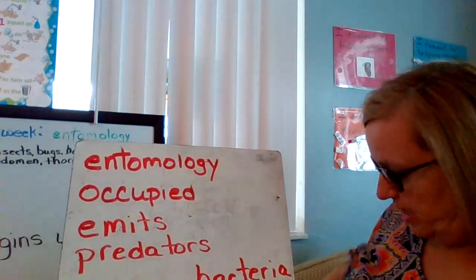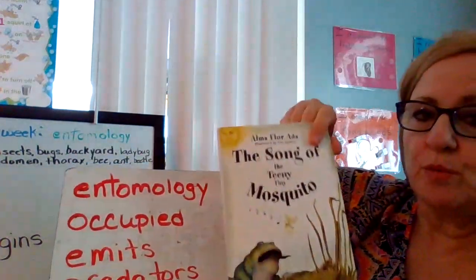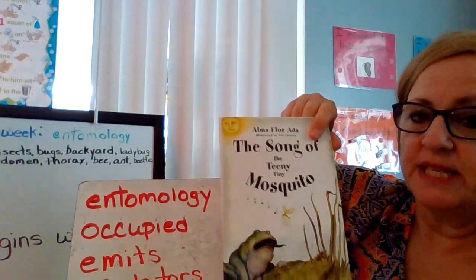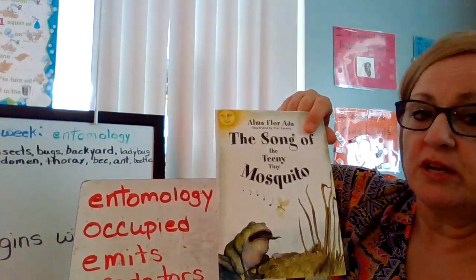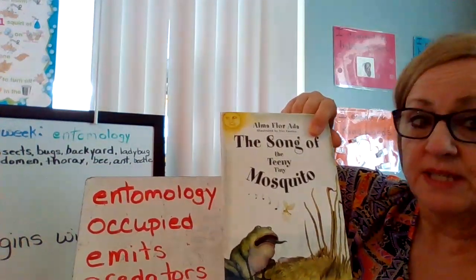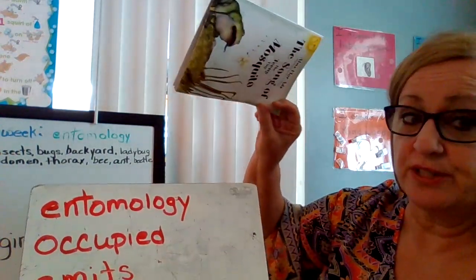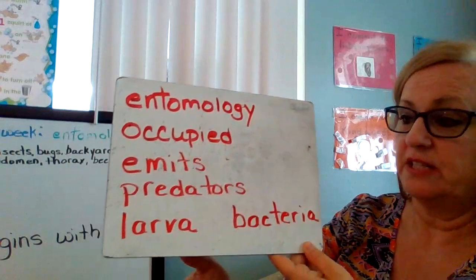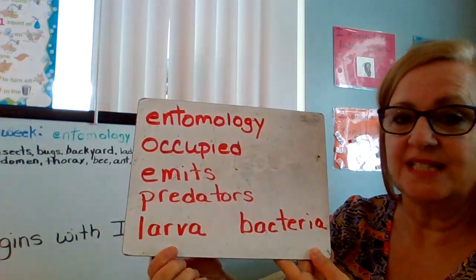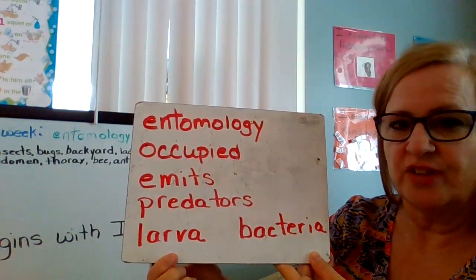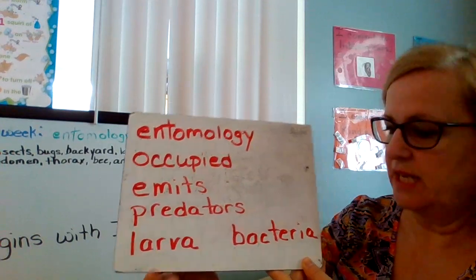Predators. Remember when we read the Song of the Mosquito? Well, the frog is a predator of the mosquito. Remember that? And there's a bunch of predators in this book. Larva. Larva is the eggs. Like mosquito larva, those are the eggs that the mosquito lays.